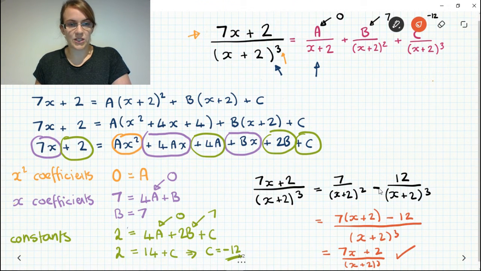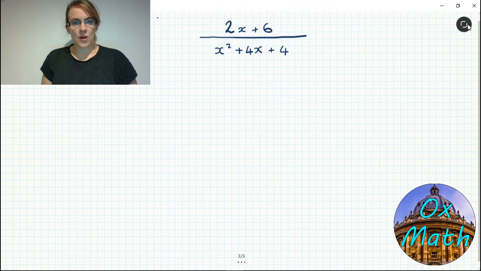So we could have actually used the strategic values of x and picked x equals minus 2, which would have actually eliminated a and b and given us a value for c straight away, and then we could have used the other method to find a and b. So test yourself, pause the video and have a go at answering this question, and I will give you the answer in a second.